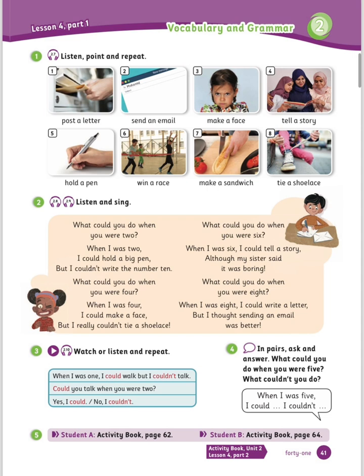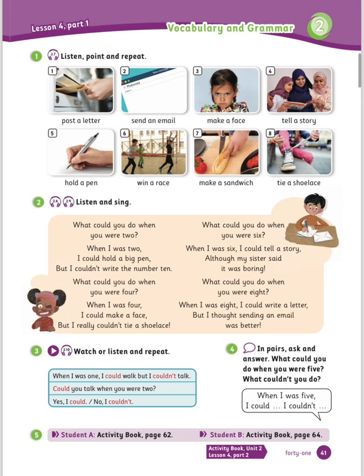Lesson 4, Part 1. Exercise number 1. Listen, point, and repeat. Look at the pictures and listen carefully. Number 1. Post a letter. Number 2. Send an email. Number 3. Make a face. Number 4. Tell a story. Number 5. Hold a pen. Number 6. Win a race. Number 7. Make a sandwich. Number 8. Tie a shoelace.